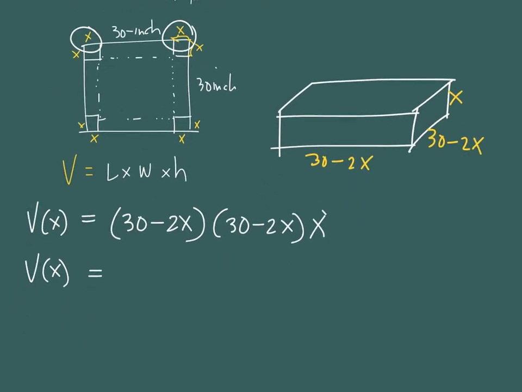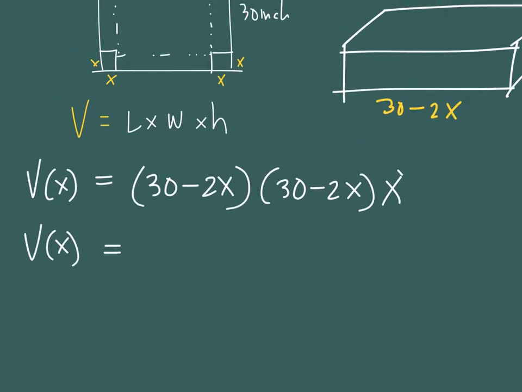Okay, and then I asked you to expand 30 minus 2x times 30 minus 2x times x. What did you get? What is the polynomial form? 4x cubed minus 120x squared plus 900x. That's it? Okay. Please confirm. Did you get the same?